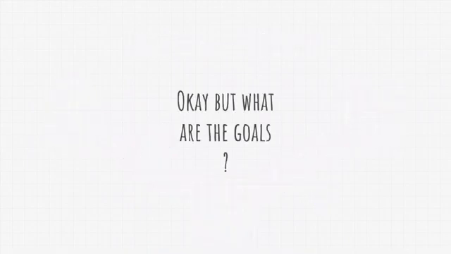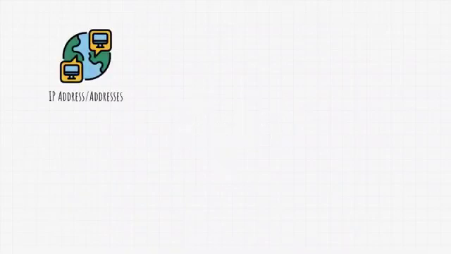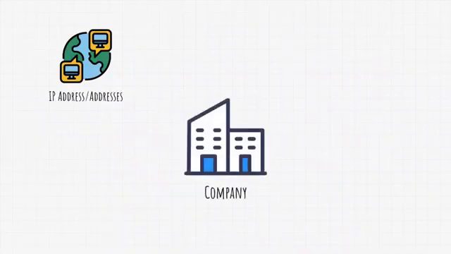Okay, good, but what are the goals of this? What exactly are we searching for? Which information could be of value to us? Usually, the first thing we search to identify a target is their IP address, or IP addresses if the target has multiple addresses that belong to them. This could be, for example, a company that has servers and buildings all around the world.